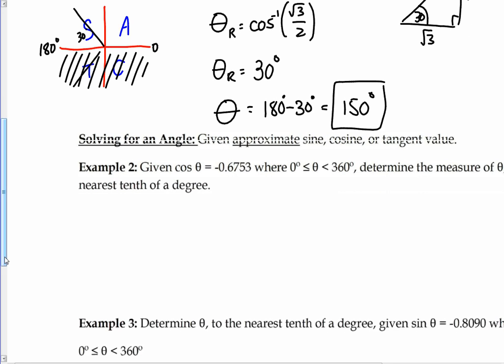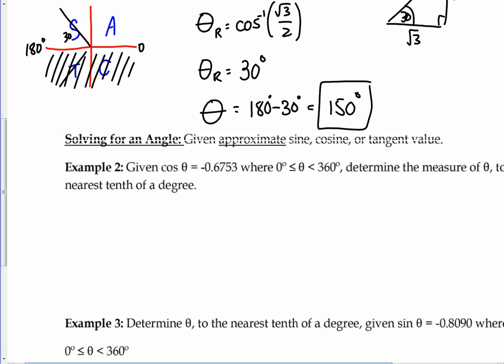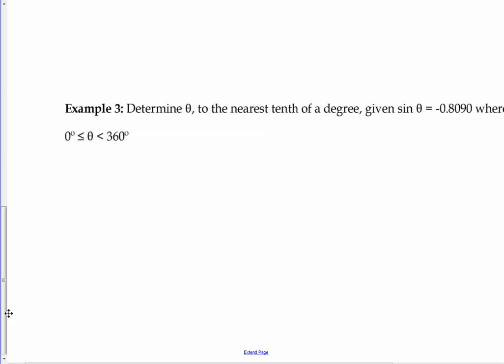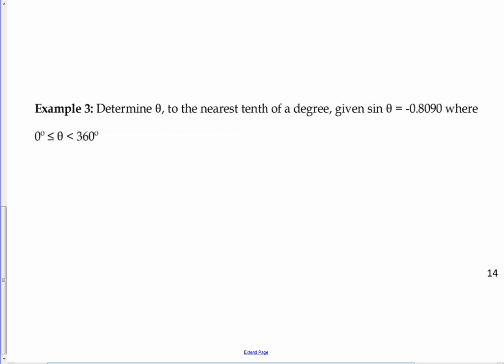Okay, example 3 is no different. Let's skip 2. So what about approximate? The steps are the same. Determine theta to the nearest tenth of a degree given sine theta equals negative 0.8090 something. So again, we always start with CAST, and we figure out which quadrants. In which quadrants would our sine be negative? 3 and 4. So we know quadrant 3 and quadrant 4.